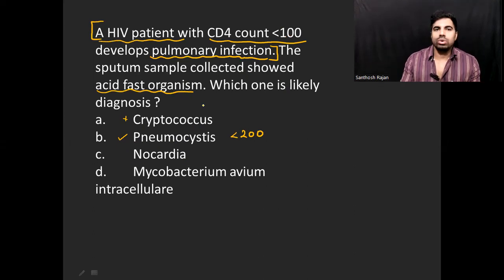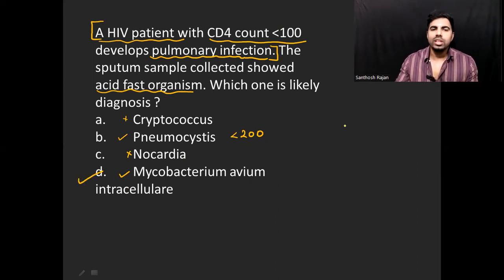Nocardia, no. Nocardia can cause it, but it is not causing it in this range. This also would be less than 200. So Nocardia, not that much now. But what is possible? Mycobacterium avium intracellulare. This is the MAC complex. We also call it Mycobacterium avium. This is the answer.